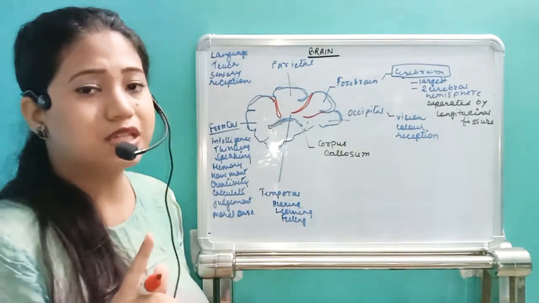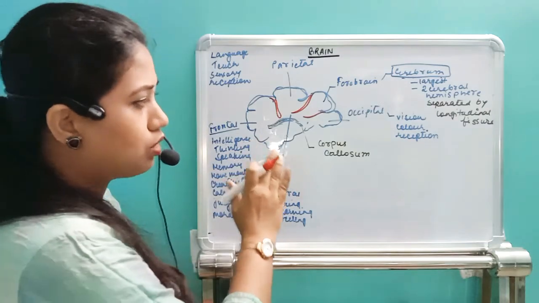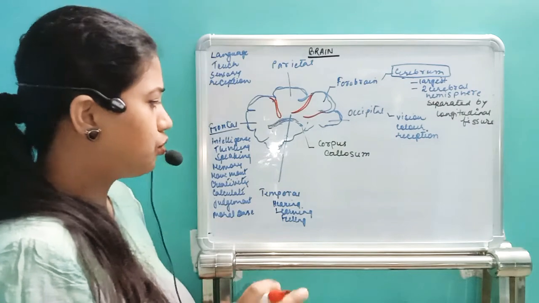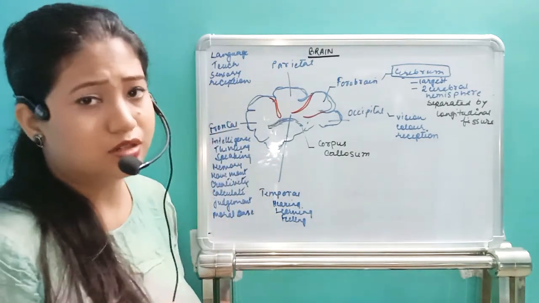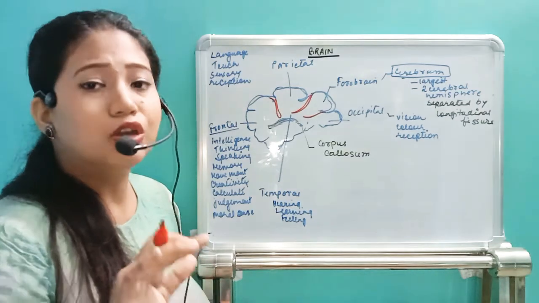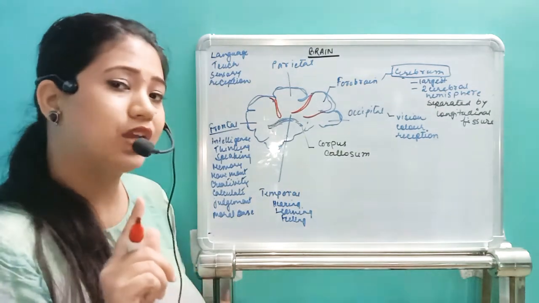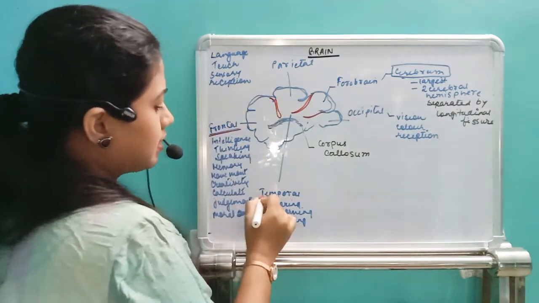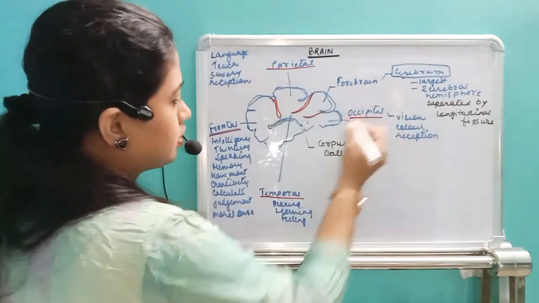So in each of the cerebral hemispheres, I have drawn here only one part. So that's why I will show that it's only one part. That means two cerebral hemispheres will have two frontal lobes. So we have 8 lobes in the cerebrum. One cerebral hemisphere will have 4 lobes. What are they? One frontal lobe, one temporal lobe, one parietal lobe, and one occipital lobe.